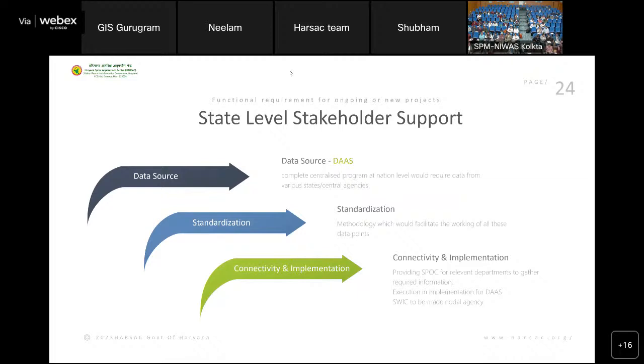Over here, JJM, NWIC, and HARSAC need to connect with a SPOC in each relevant department to gather the required information. And we need support from those departments in the execution and implementation of the DAS system. We would even like to recommend that SWIC be made a nodal agency.